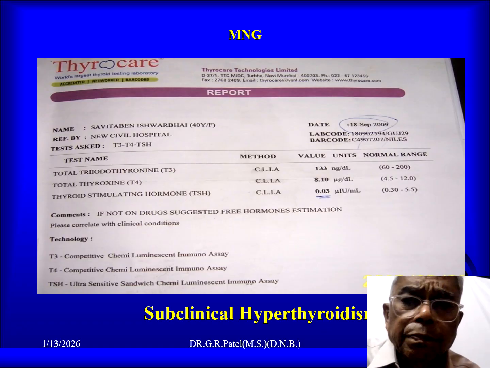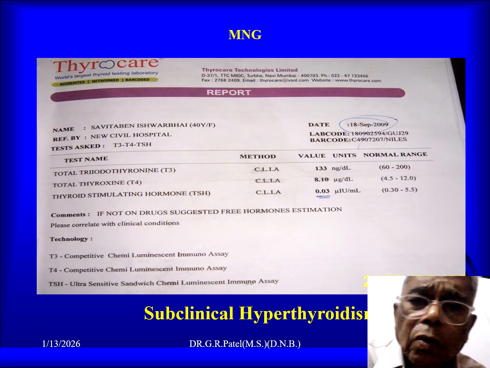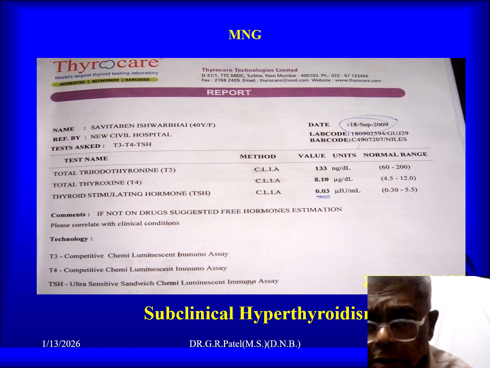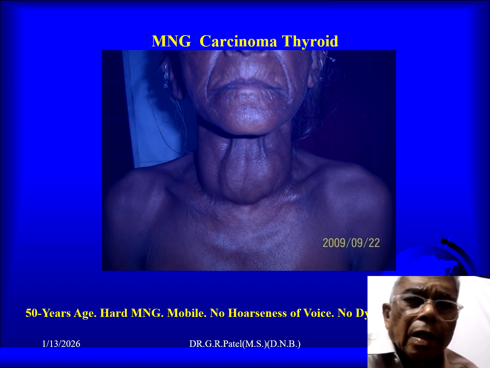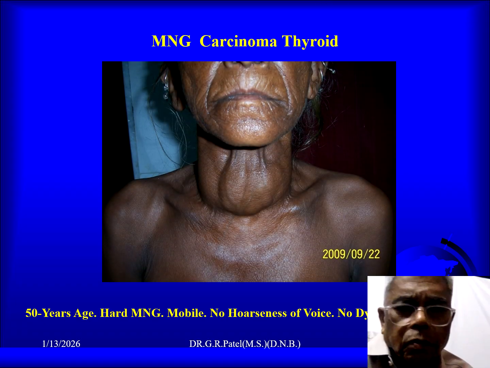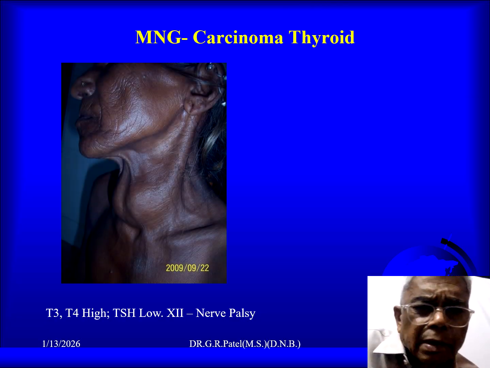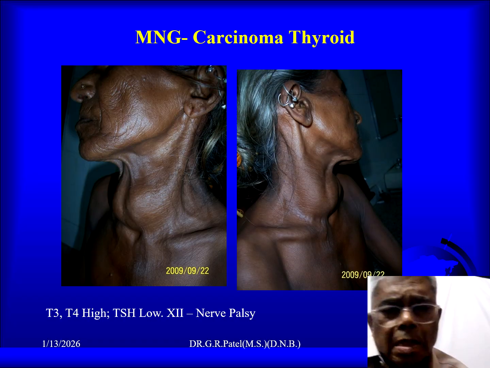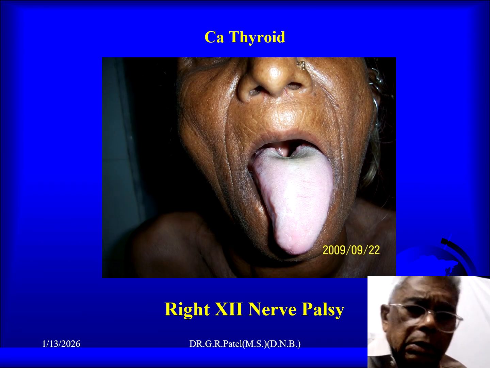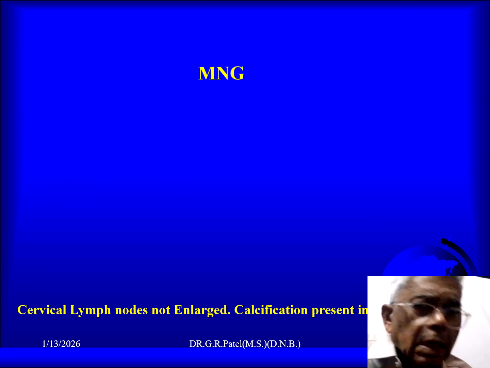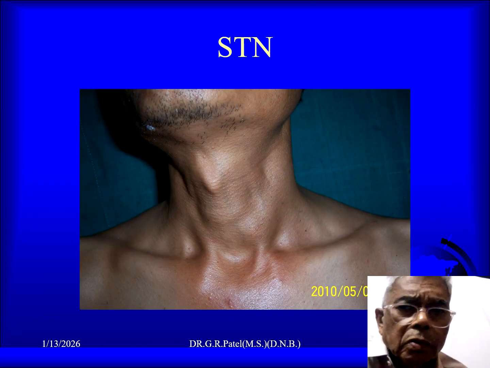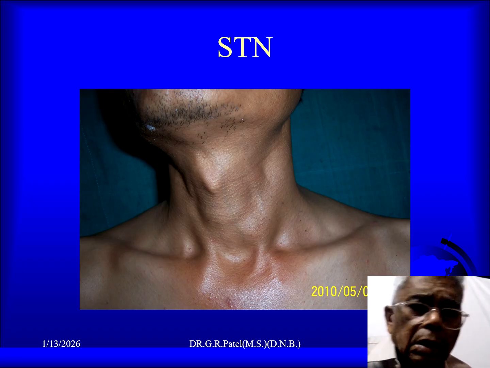Subclinical hyperthyroidism, where TSH is low; T3, T4 are higher, but the TSH is low. Multinodular goiter with carcinoma thyroid, T3, T4 high, TSH low, 12th nerve palsy, deviation of the tongue, right 12th nerve palsy indicating carcinoma of the thyroid, cervical lymph nodes not enlarged, calcification present. Solitary thyroid nodule in this patient.